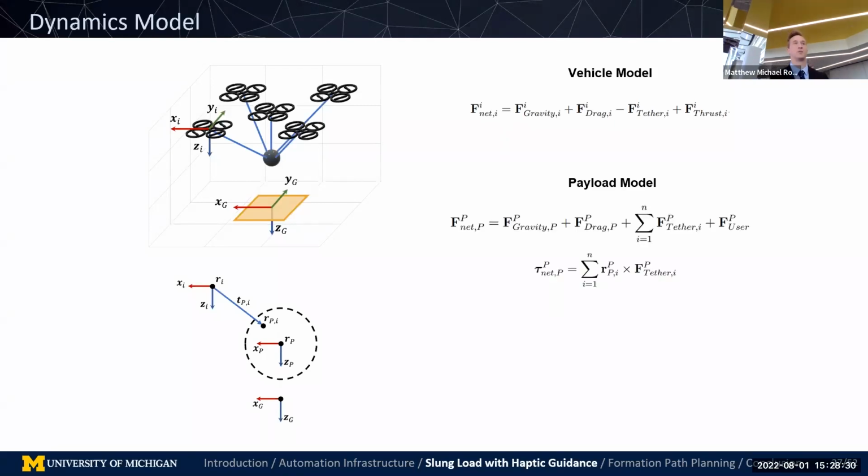The payload experiences similar forces: gravity, drag, tether forces, and additionally the user force. And these tether forces can additionally apply torques because they're not on the center of mass. Lastly, we assumed a spring damper tether model for the tethers with damping coefficient B and spring constant K.